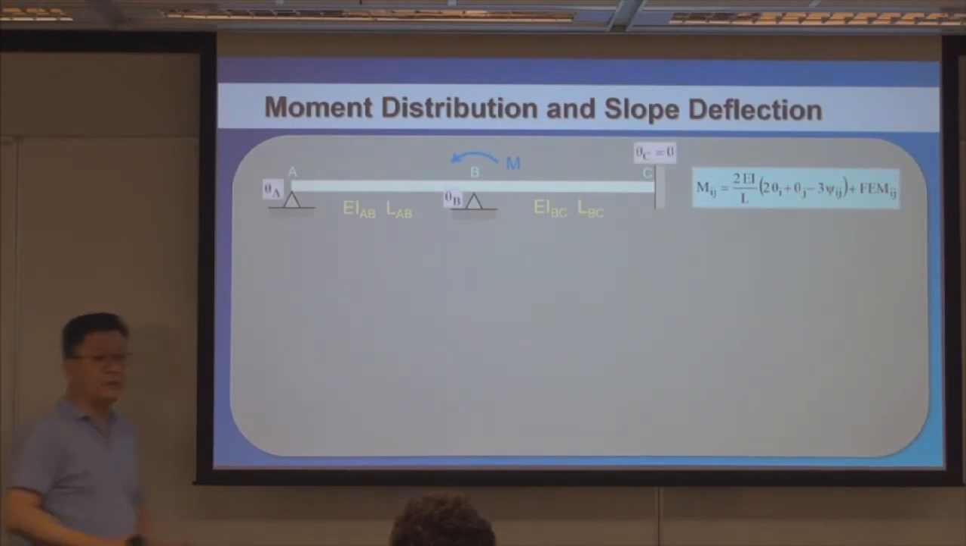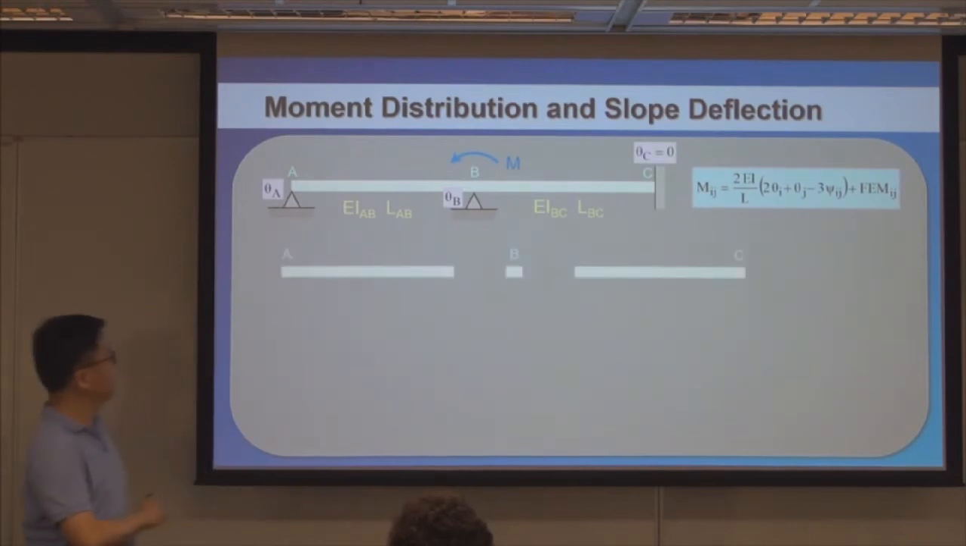First of all, identify degrees of freedom. The degrees of freedom are the rotation angle here and the rotation angle here, but you also identify that this is a clamped boundary condition, so the rotation angle should be equal to 0. So you end up with 2 degrees of freedom. You anticipate that you need to solve these 2 degrees of freedom using 2 equations. So here you go. We break them into components: component AB and component BC, connected at joint B.